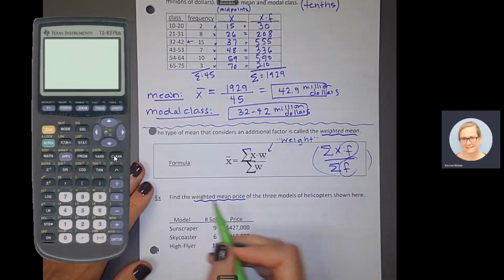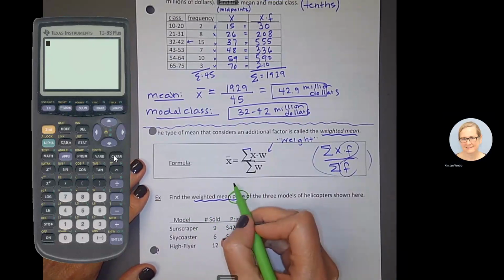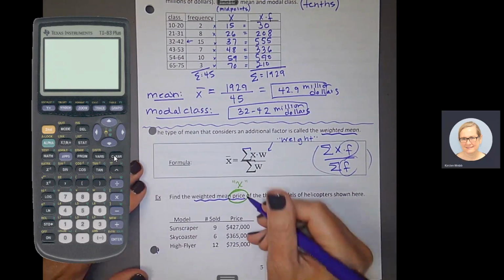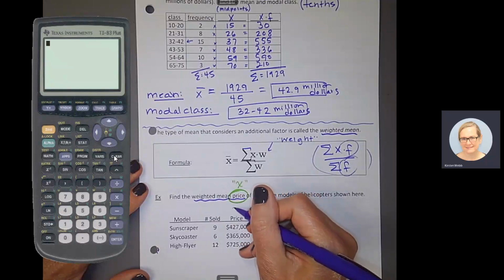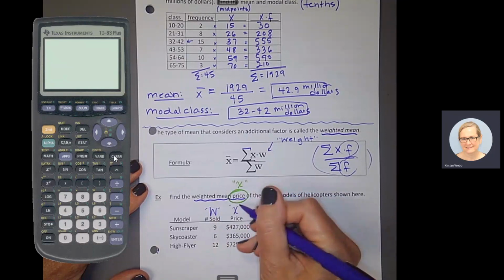Easiest way, I think, is to look at the question. Like they want the weighted mean price. That means price is going to be the X. Whatever they want the mean of, that's the X. And then the other factor is the W. So on this column, we're going to treat price as our X, which means the number sold is the weight, W.